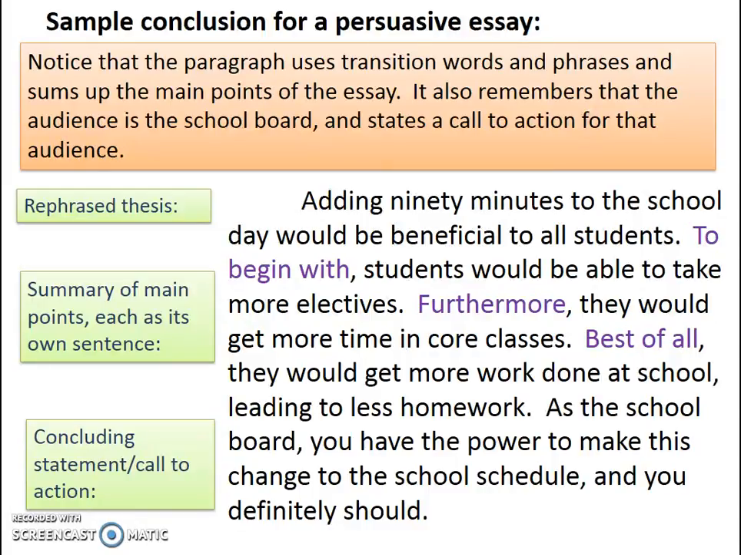Okay, so let's start with the rephrased thesis. Adding 90 minutes to the school day would be beneficial to all students. Now we have our summary of main points, each in its own sentence, and we've used a transition for each. To begin with, students would be able to take more electives. Furthermore, they would get more time in core classes. Best of all, they would get more homework done at school, leading to less homework.